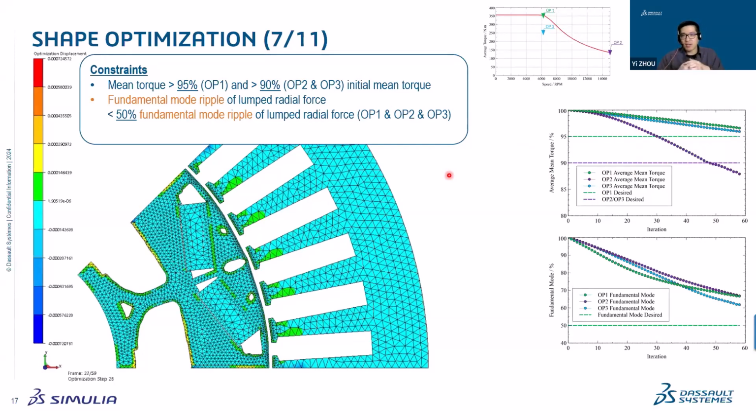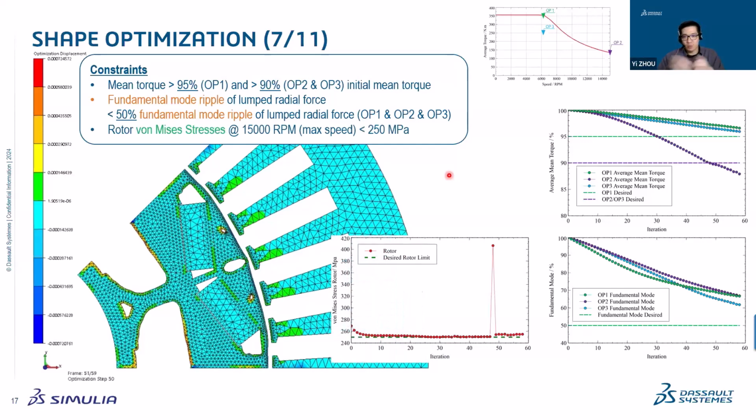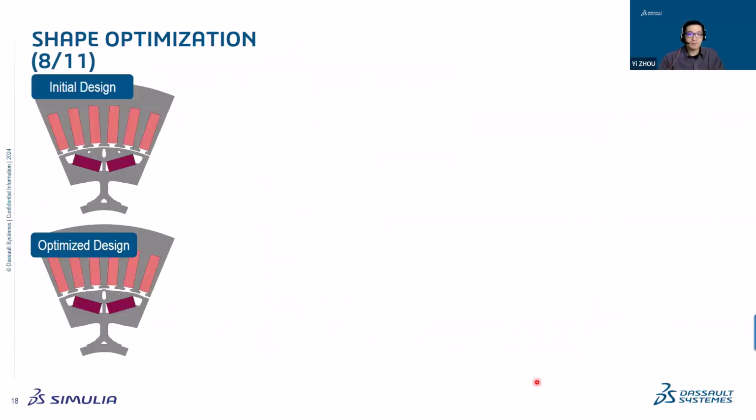Maybe next time we can give more freedom to the shape optimization, like we can increase the range of the node movements. Like before we allowed a 1 millimeter move, now we allow a 2 millimeter move. And then for stress, we still haven't really achieved it, but compared with the initial design, we can see that the last design still has a reduced stress.